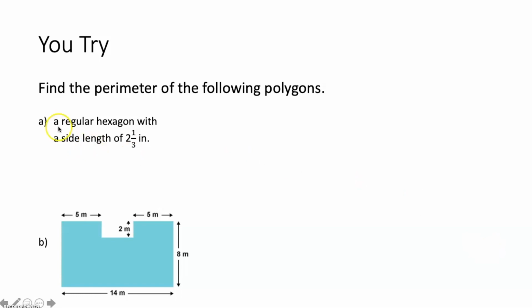Okay, so part A says we're going to find the perimeter of a regular hexagon with a side length of 2 1/3 inches. Well, it only gives us one side length. How in the world do we do this?